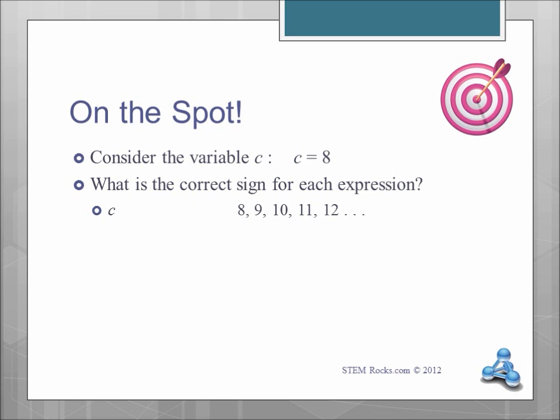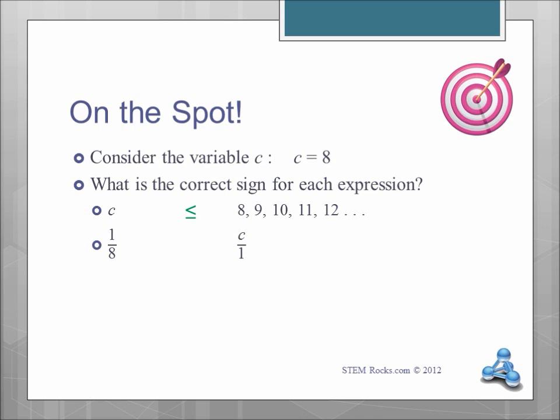Let's do it on the spot right now. Let's consider the variable c. And c, let's assign it a value of 8. So c equals 8. What is the correct sign for each expression below? Less than or equal to. Because c equals 8. And the numbers to the right are 8, 9, 10, 11, 12, and so forth and so on. C is less than or equal to.